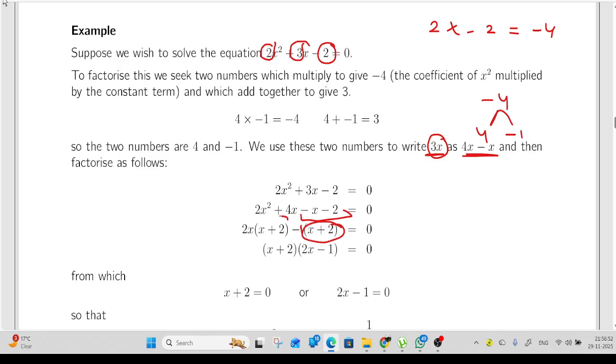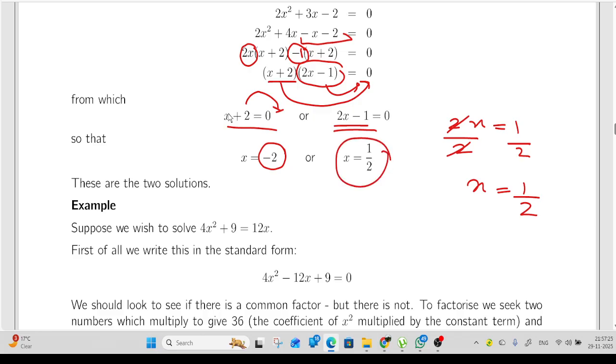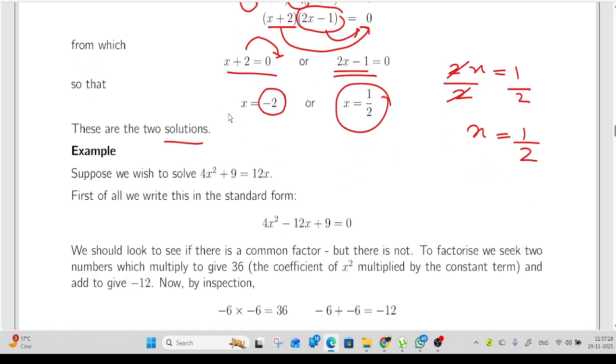So these two brackets have to be the same. So we write them once, x plus 2, and the other bracket is 2x minus 1. Now we equate both of them with 0 like this. Now if you take this positive 2 to the other side, it becomes negative 2. If you take this 1 to the other side, it becomes positive 1. Then you divide both sides by 2 to get x. So x is 1 over 2, right? So these are our solutions. Okay.